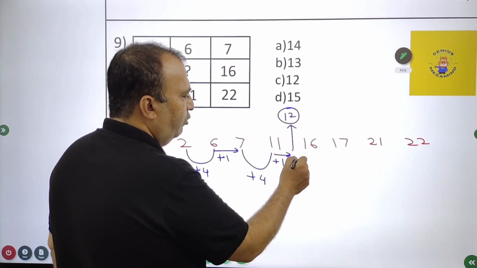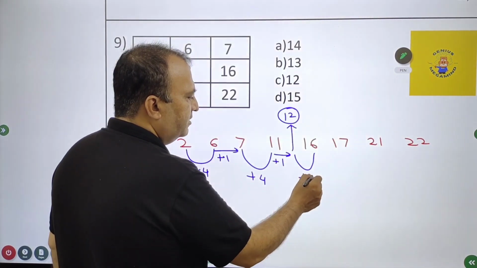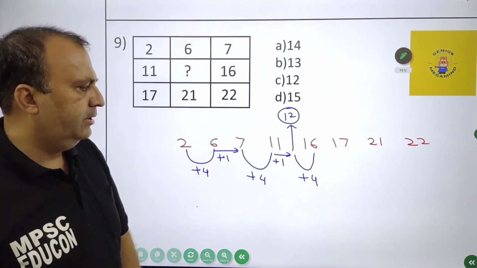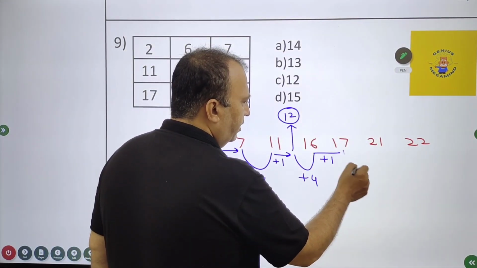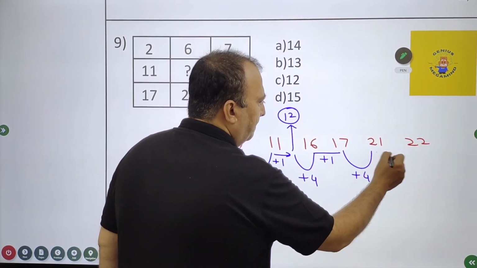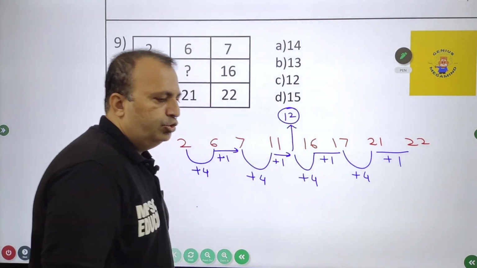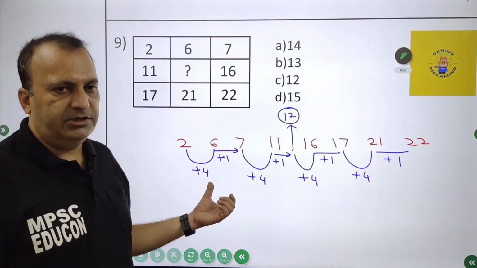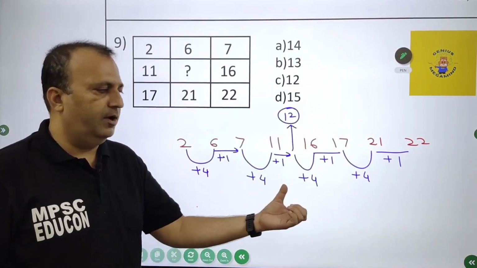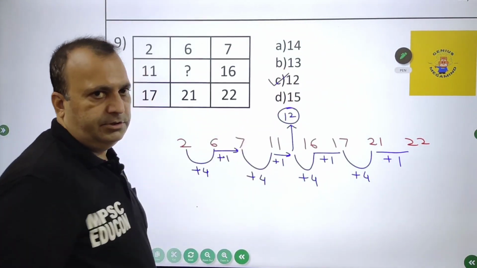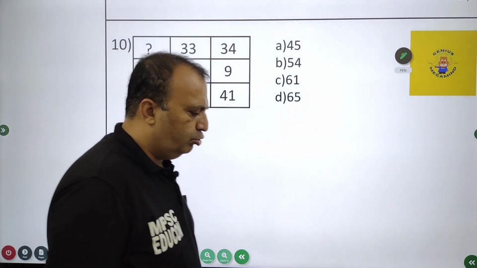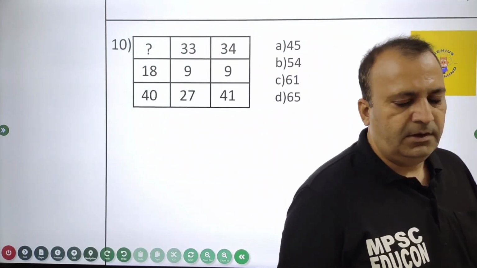And if it is 12 over here, is 12 plus 4 16? So yes, again I am going to deal with the question. Plus 1, again plus 4, plus 1. So the difference I am going to find is plus 4, plus 1, plus 4, plus 1. So likewise the answer for this question is option C. Moving down to the 10th question as such.